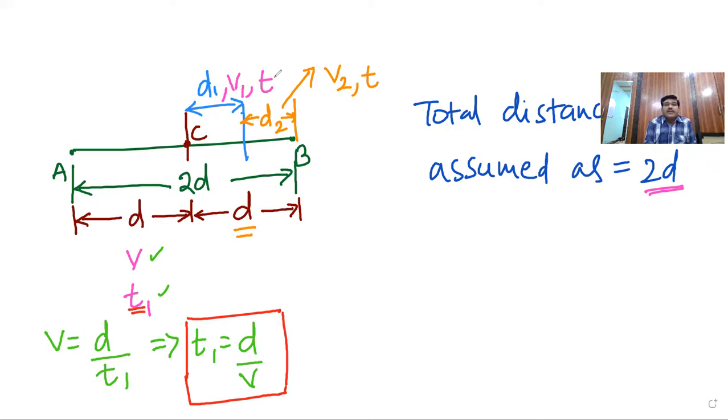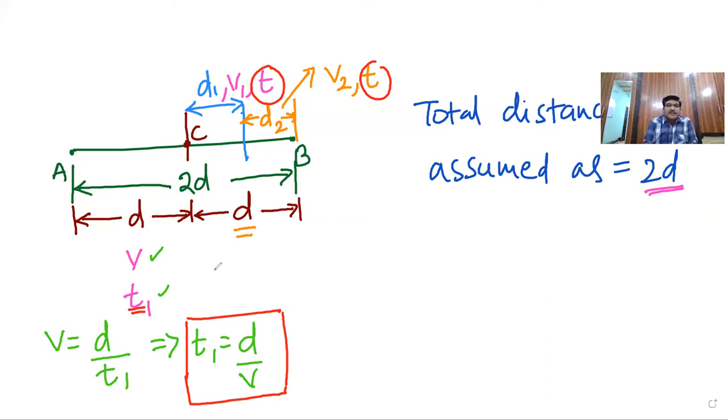Why have we taken t and t in both cases? Because he said equal time interval. In both cases, the t's are the same. First, d1 at a speed of v1, time interval is t. Second, d2 at a speed of v2, time interval is t only. Clear?